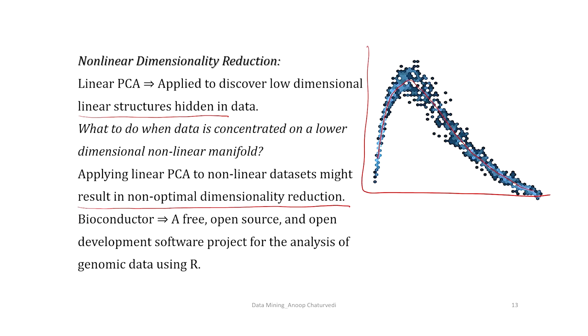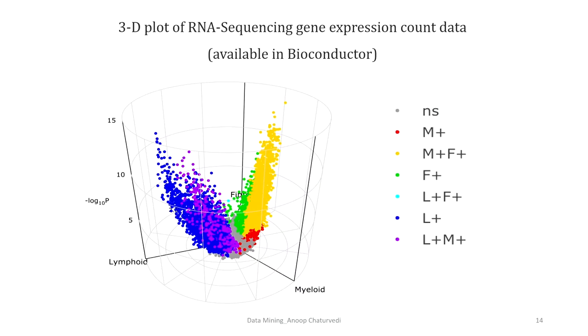It may not work. Say, we have also used Bioconductor, which is an open free software, and we have taken this 3D plot of RNA sequencing gene expression count data, which is available in Bioconductor. Again, here you observe that the data is concentrated around a nonlinear feature space. So, some nonlinear hidden structure is there in the data, and you have to identify this kind of nonlinear structure, and you can't use linear principal component analysis to obtain this nonlinear structure.